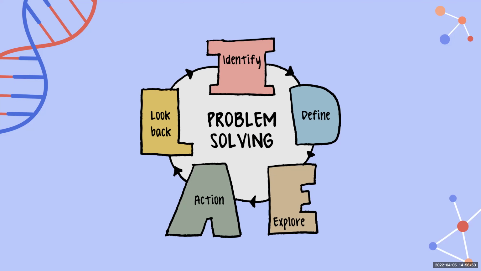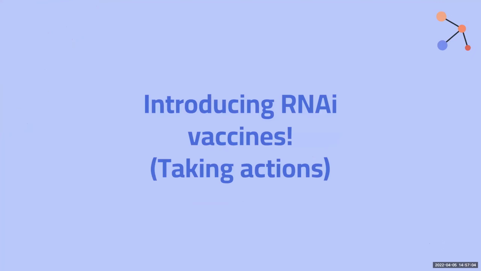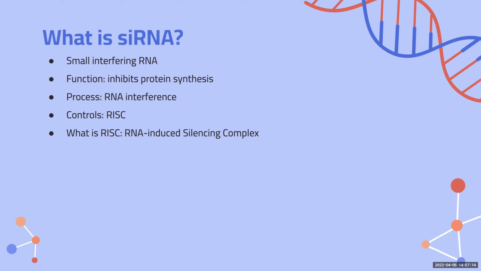So according to our diagram, now we have explored so much, and it's time to take action towards designing what will most likely be the end of Alzheimer's disease. Slide again. That's why I'm introducing our first design, which is the RNA vaccines, and then we can go to the next slide again.